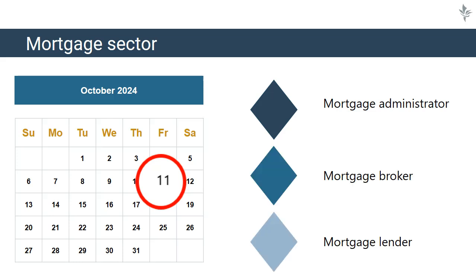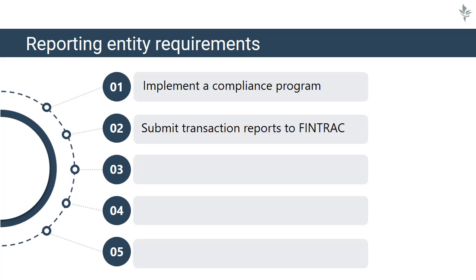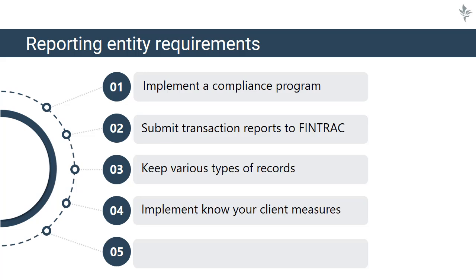You can use the self-assessment tool on FINTRAC's website that was designed for your sector to confirm if you are a reporting entity. As a reporting entity, you must comply with a number of requirements under the Act and associated regulations. Specifically, you will need to implement a compliance program, submit transaction reports to FINTRAC, keep various types of records, implement Know Your Client measures, and apply ministerial directives. Let's take a closer look at these requirements.